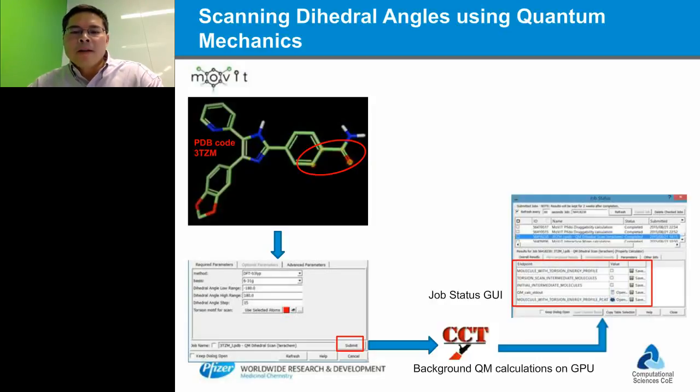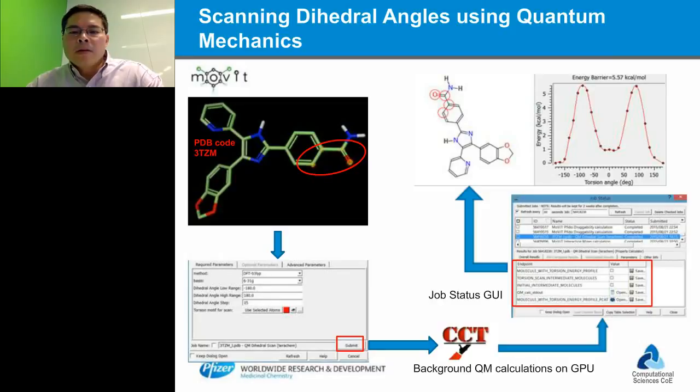The job is ready, and you can see the result of the torsion scan, the energy barriers, the profile as a function of the angle.